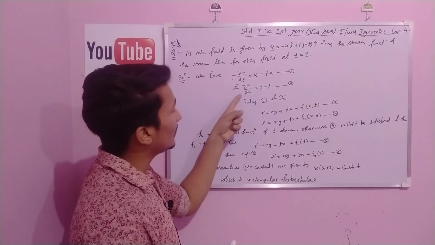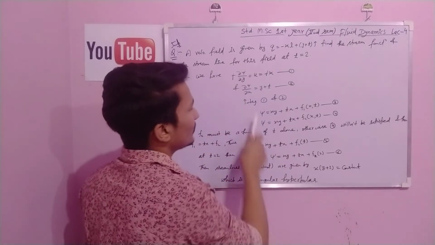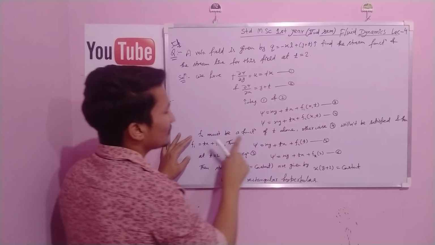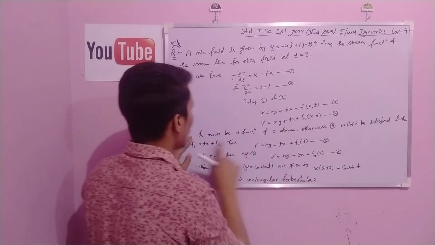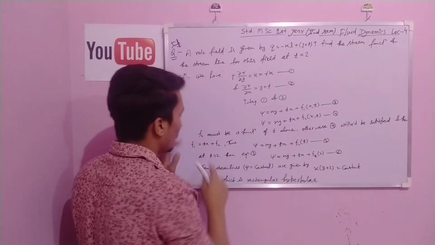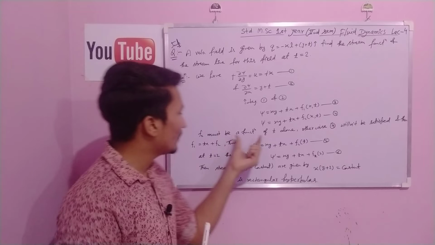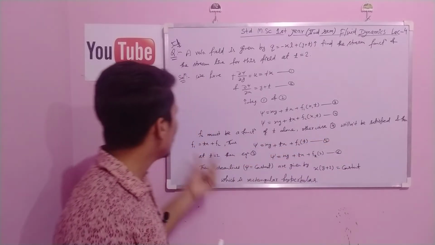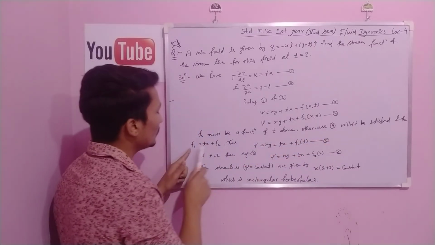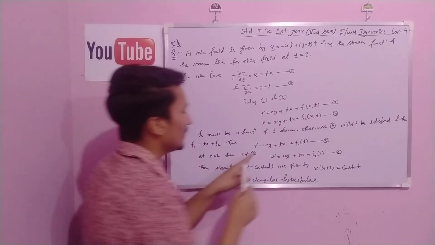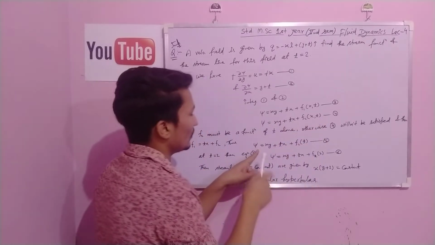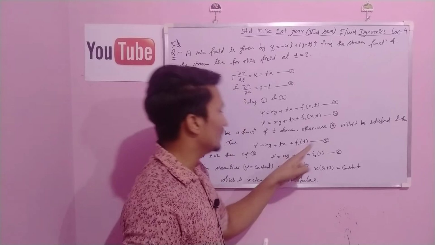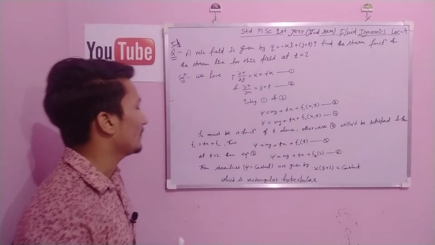Similarly, we can integrate equation 2 and we get equation number 4. Now f2 must be a function of t alone, otherwise 4 will not be satisfied. Then f1 will be equal to tx plus f2. Thus we can write psi equal to xy plus tx plus f2(t). We will get equation number 5.